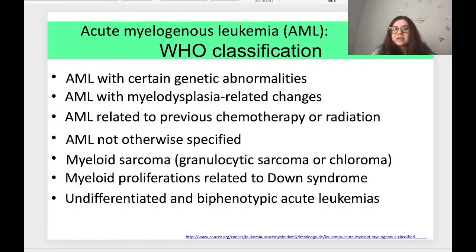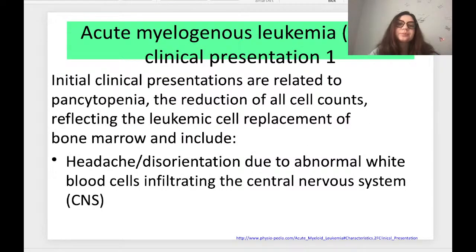World Health Organization classification. It is acute myelogenous leukemia with certain genetic abnormalities, with myelodysplasia-related changes, AML related to previous chemotherapy or radiation, AML not otherwise specified, myeloid sarcoma or granulocytic sarcoma or chloroma. It is myeloid proliferation related to Down syndrome and undifferentiated and B-phenotypic acute leukemias. These are the main forms.